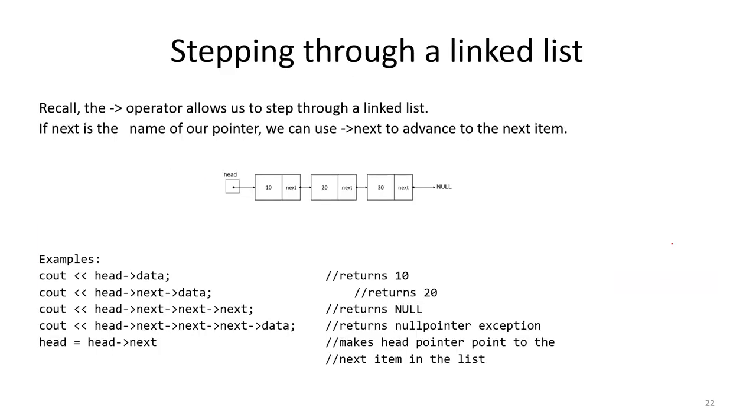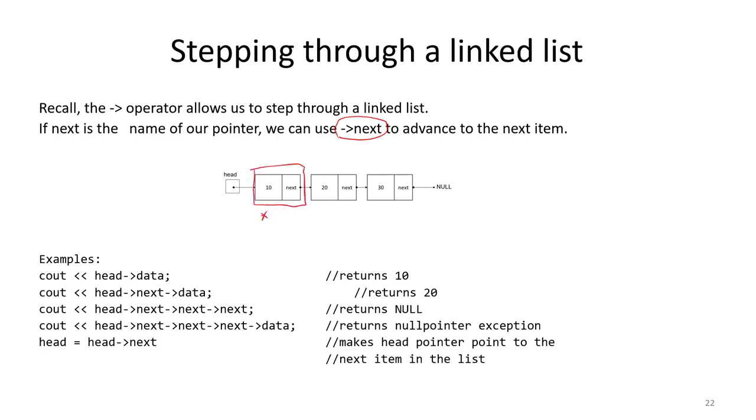Let's now talk about stepping through a linked list. You'll remember from our discussion of the arrow operator that the arrow operator allows us to combine the dereferencing operator and the dot operator to step through our linked list. So if next is the name of our pointer in our node, we can use arrow next to advance to the next item.